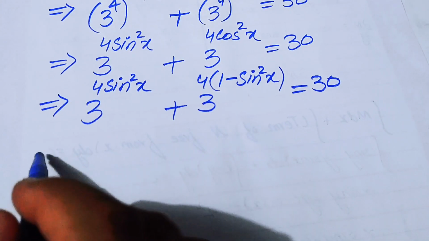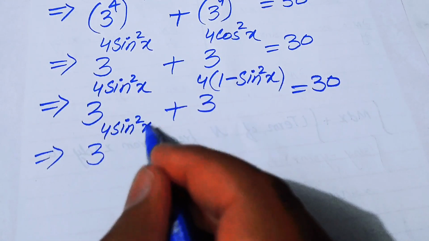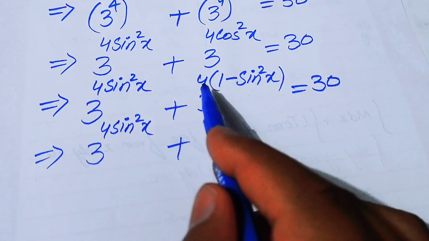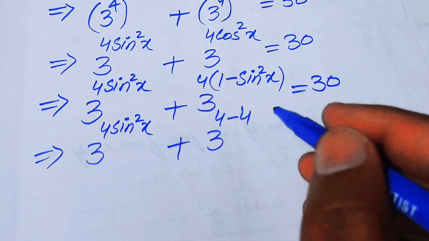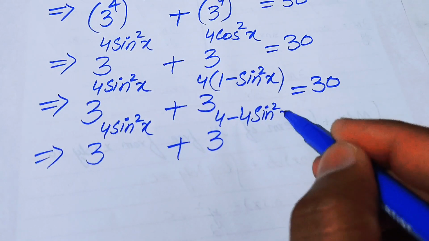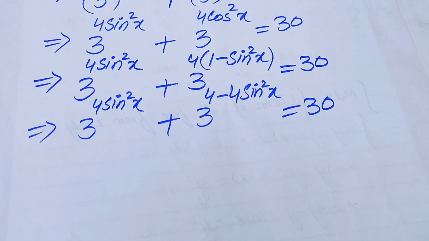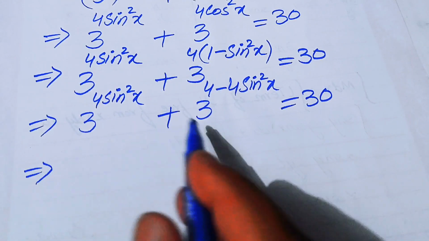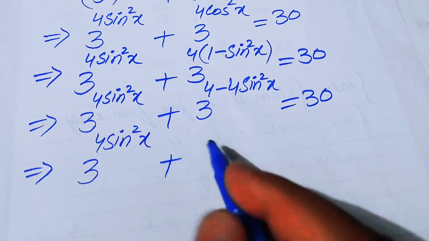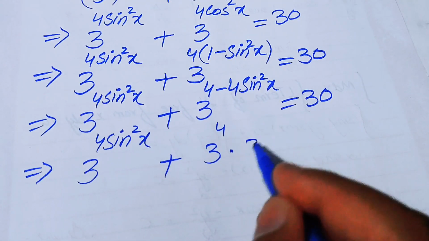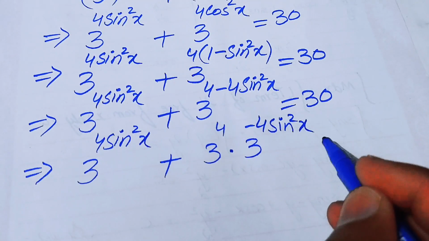In the next step we will simplify the terms, and you get 3 to the power of 4 times sine square x, plus here we multiply this 4 on both of the terms, and you get 4 minus 4 times sine square x is equal to 30. In the next step we use the exponential law in the second term, and we simplify it as 3 to the power of 4 times 3 to the power of minus 4 times sine square x is equal to 30.